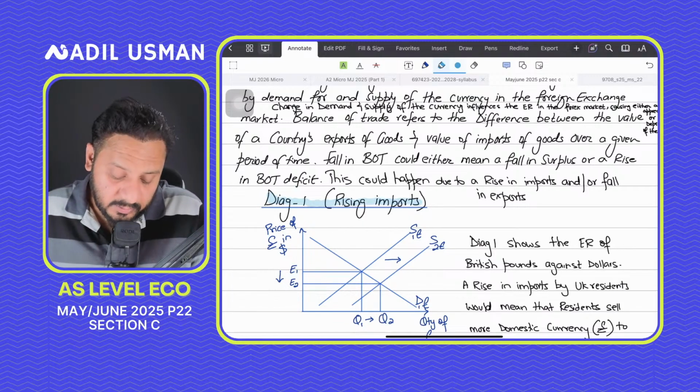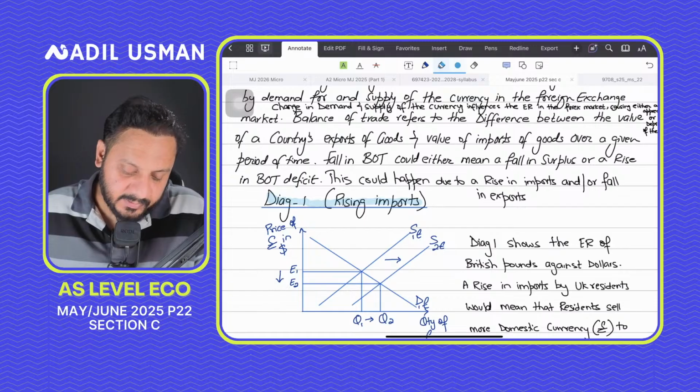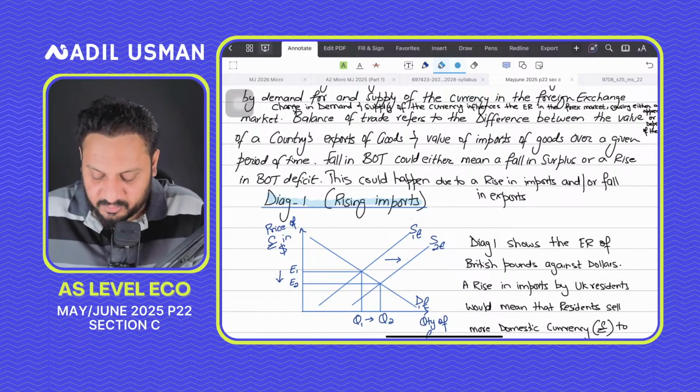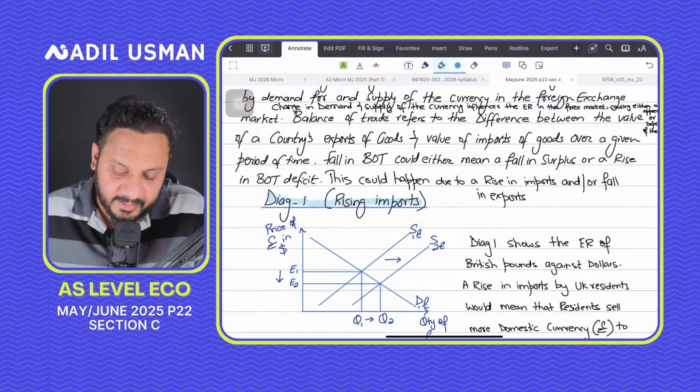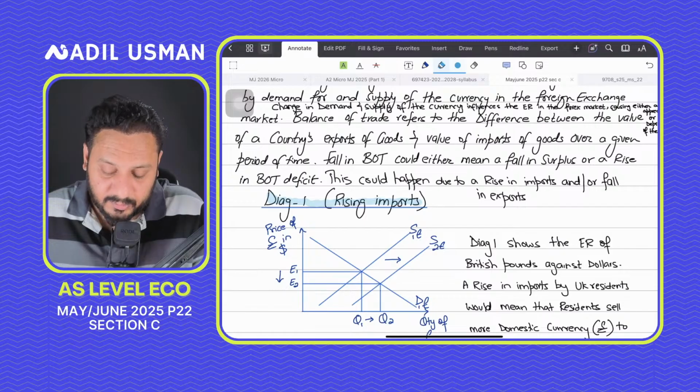So you will show two diagrams. First diagram, so here I've taken pounds and dollars. I've taken the price of pounds and dollars on the y-axis and the quantity of the pounds, so I'm reflecting the price of pound in dollars. You don't need to show the numbers here. Just show E1, E2. You draw the demand supply diagrams, the demand for pound, supply of pound.